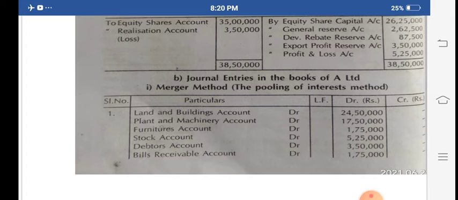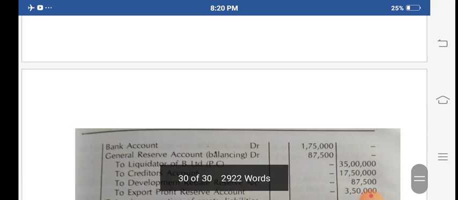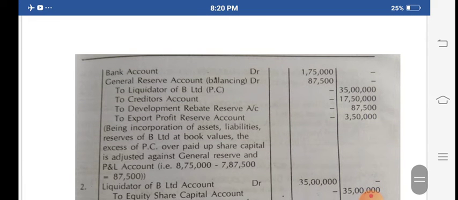Now first of all see each asset account. Land and building account debit, 24 lakh 50,000. Plant and machinery account rupees 17 lakh 50,000. Furniture account, stock account, debtors account, bills receivable account. Bank account debit, 1 lakh 70,000. General reserve account, a balancing figure of 87,500. To liquidators of B Limited, the purchase consideration credit, creditors account credit, development rebate reserve account credit, export profit reserve account credit.